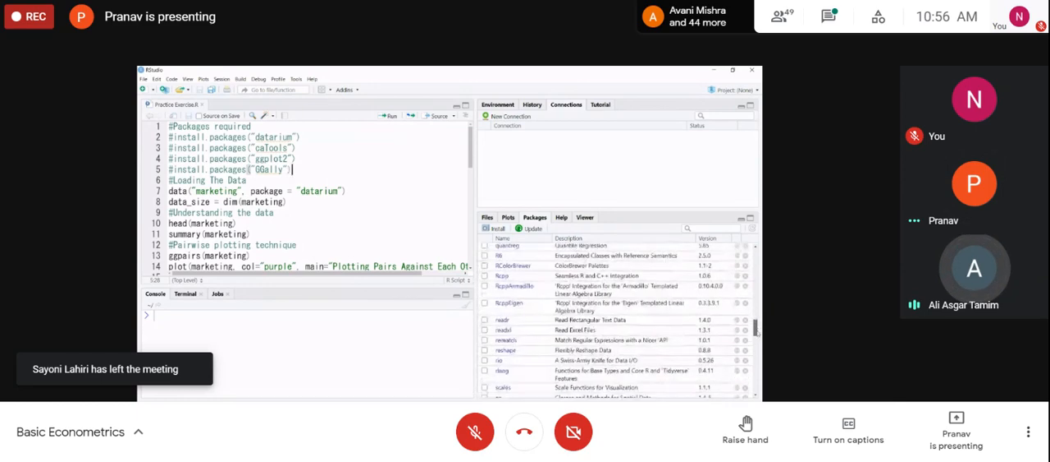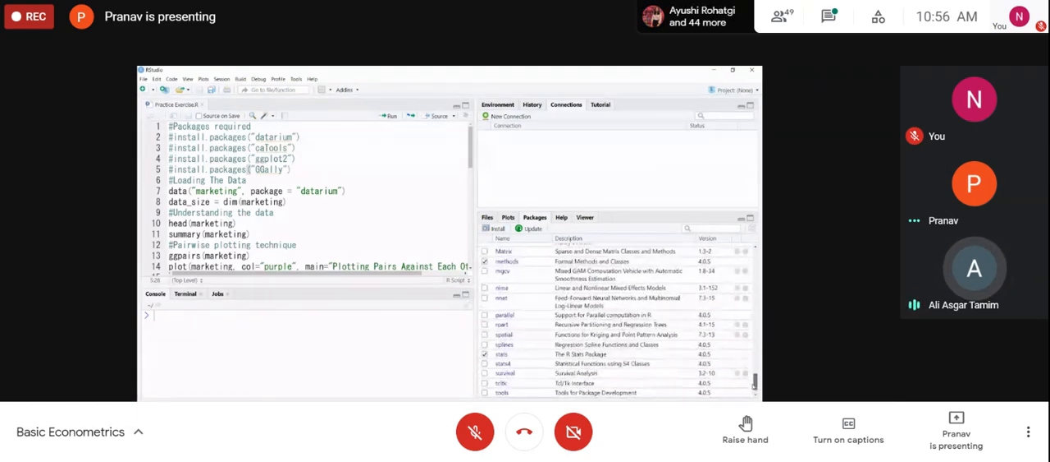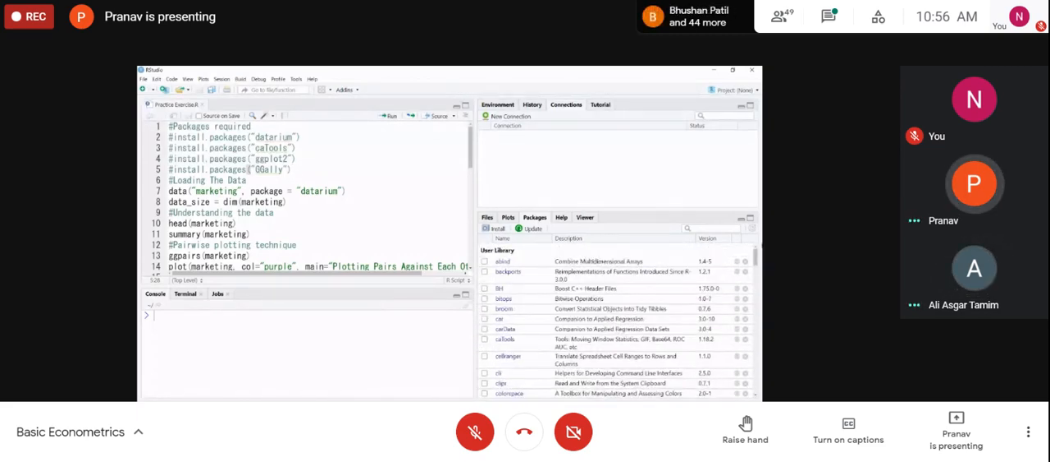So is this automatically installing all the dependent packages as well, or do we have to keep this in mind when we install any other packages in the future? Come again, Ali. I'm really sorry, I could not hear you. I'm saying, does R by default install all the dependent packages as well?